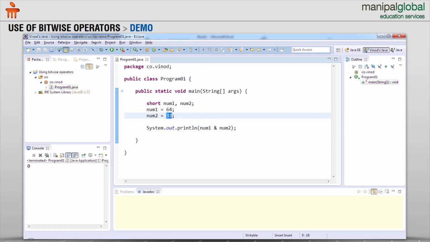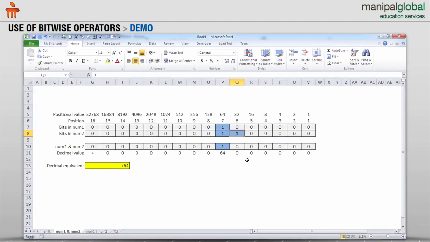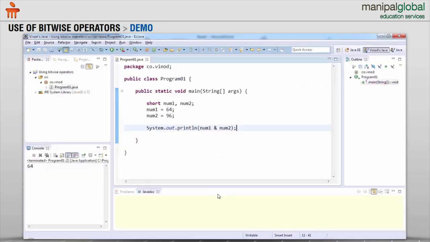But if I go and make this as 96, now you will see that the result is going to be 64, and that's because of this particular calculation. So in case I have, let's say, 65 and 97, then you will see that it's going to be 65. So if I have here 65 and 97, it's going to be 65.